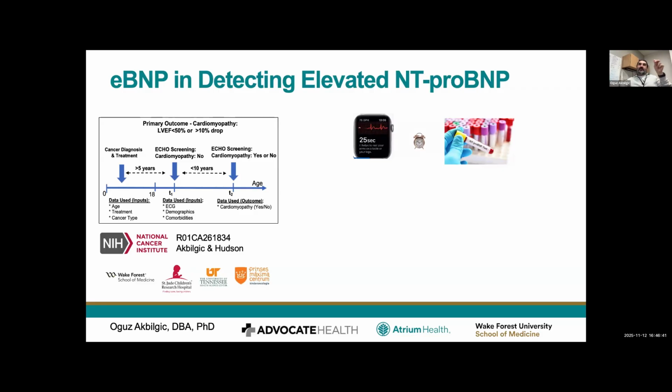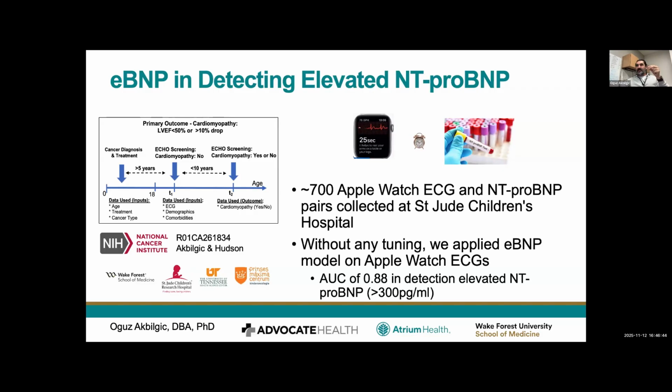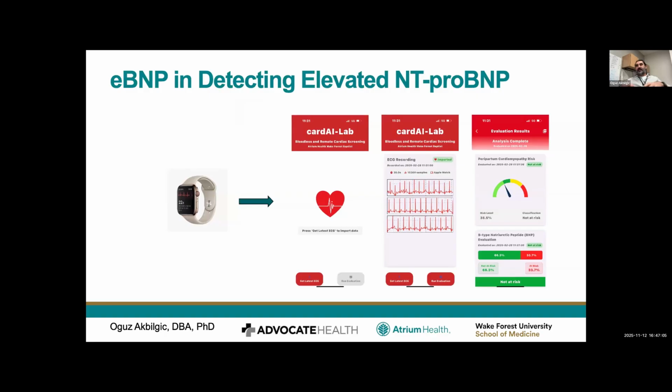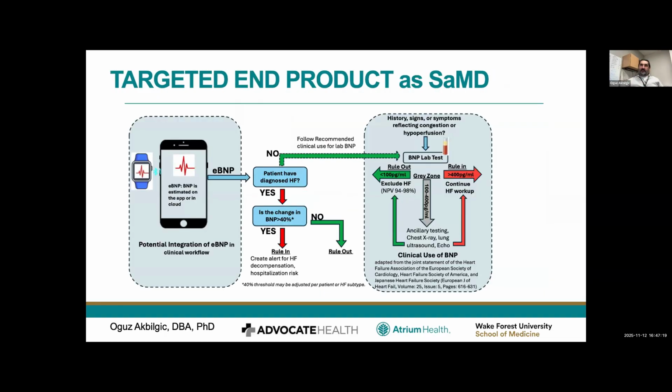Actually, when we run our model using the Apple Watch ECG as an input, we could detect elevated NT-proBNP, a different type of natriuretic peptide, with really, really high accuracy. And this is how we did it. Of course, we had to develop a HIPAA-compliant mobile application that takes the ECGs and then estimates the BNP. This is how we are envisioning it. And I say envision, but this is actually up and running: a mobile application where anyone can record an ECG, and it takes it and runs the AI models either on the phone or in the cloud environment.